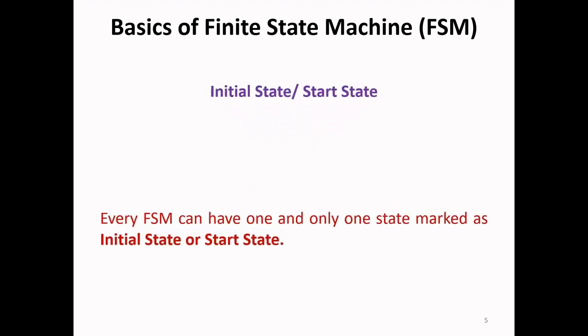Finite state machine starts with an initial state, also known as start state, represented by a circle with an inward arrow into it. This state can be labeled with any uppercase or lowercase letter or any symbols. Every FSM will have one and only one initial state or start state.